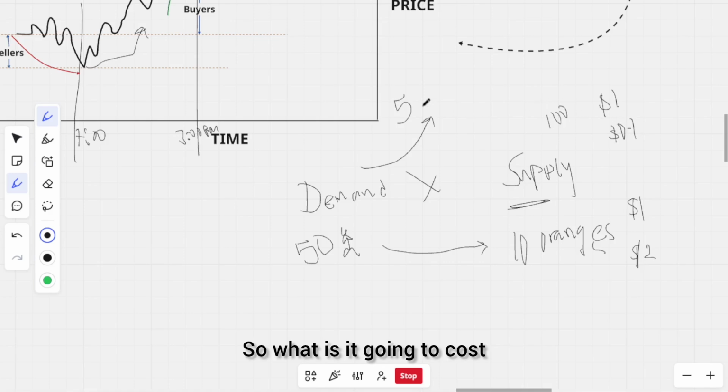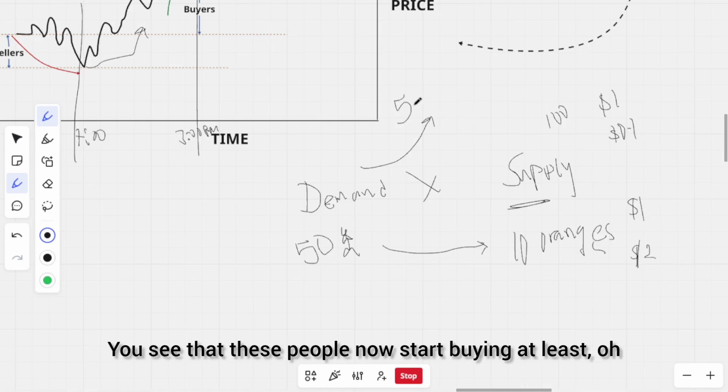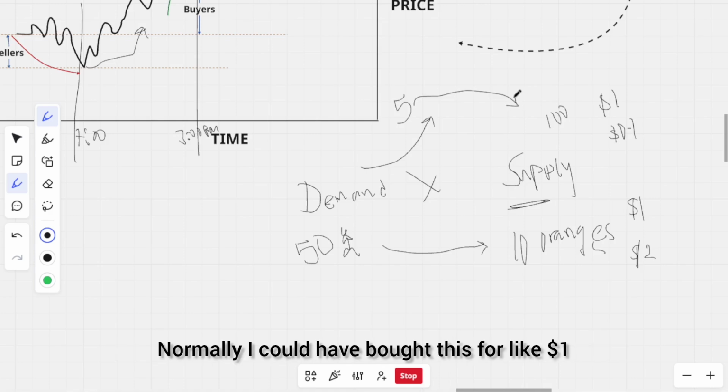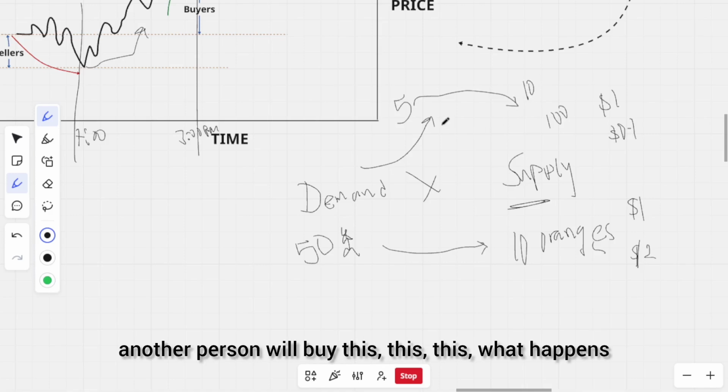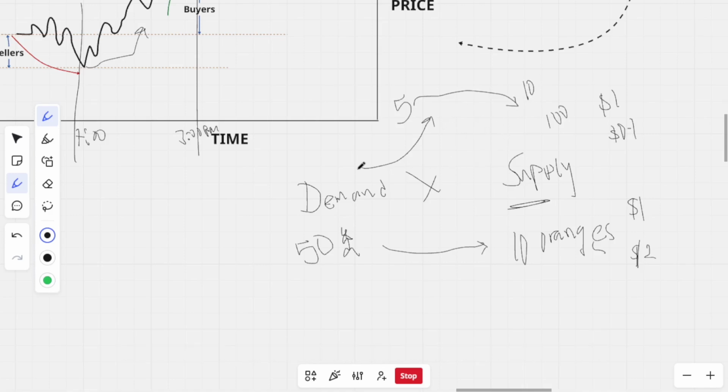So what is it going to cost? You see that these people now start buying, like, at least, oh, it's cheaper. Normally I could have bought this for like $1, so let me buy 10. This person will buy 10, another person will buy 20, another person will buy this. What happened? Price goes down. So when there is less demand and more supply, price does what?